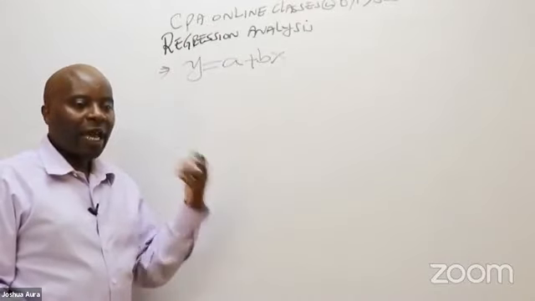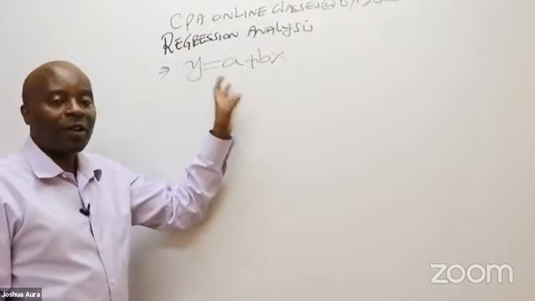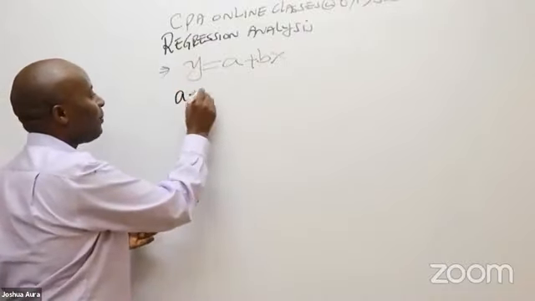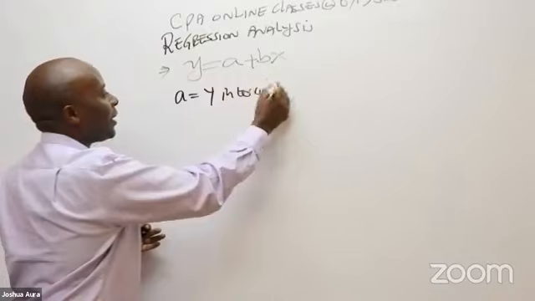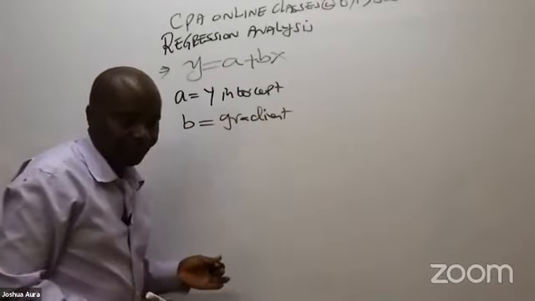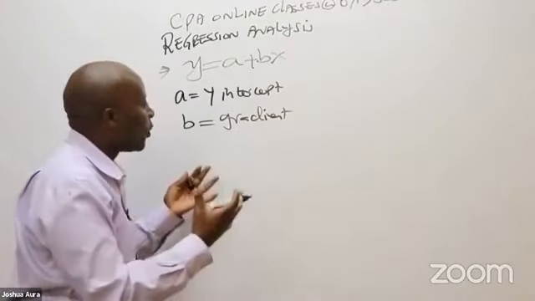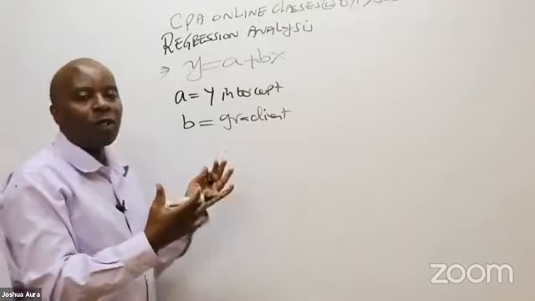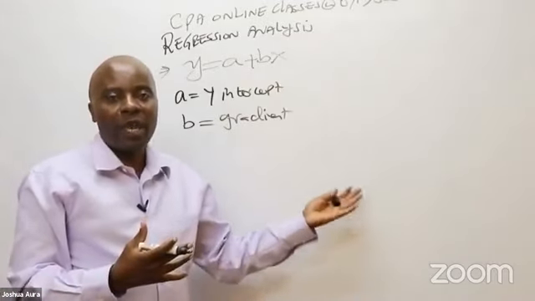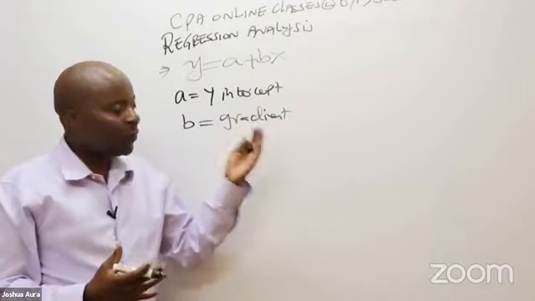If it's a straight line equation, ladies and gentlemen, then we need to appreciate the fact that A is the y-intercept, and B is the gradient. The most important thing is that to get B, we shall not go the easier way of change in y over change in x. Regression gives us a special way of getting the gradient.